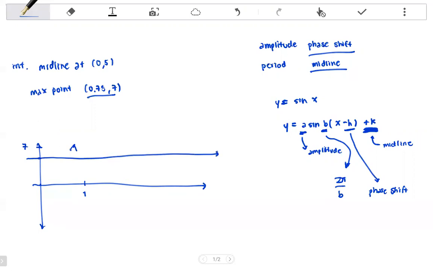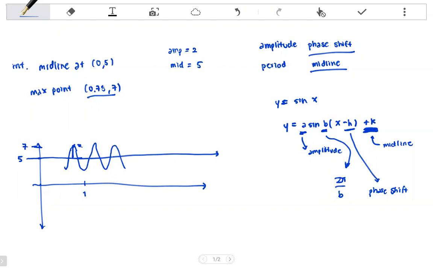What does that mean? That this graph has to look something like this. The maximum and the minimum have to be between this, right? If this is 7 and this is 5, that means the amplitude is going to be what? Amplitude is the distance between the maximum point and the midline, right? 7 and 5. So our amplitude, we can find out, is 2. Well, our midline is given as 5.